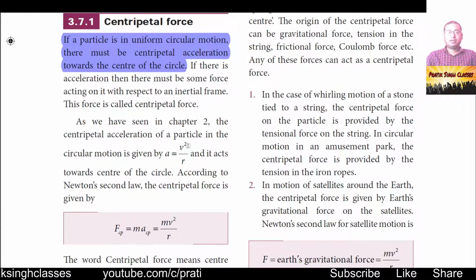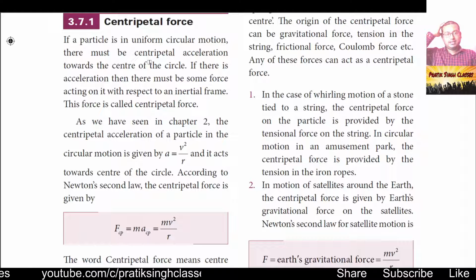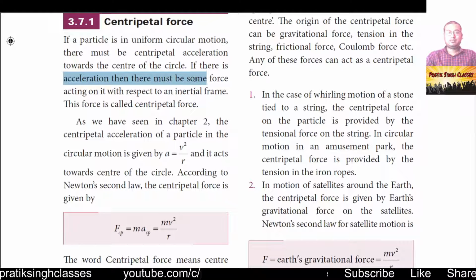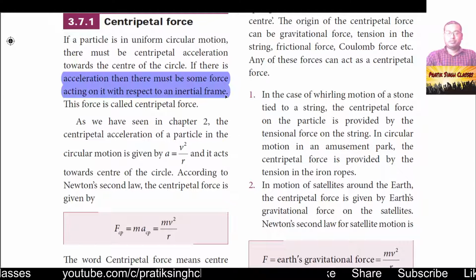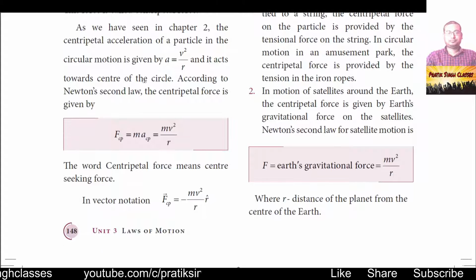About centripetal force, we have already studied it in the previous chapter, so I hope you remember those topics. If not, just go to my previous videos and you can find it there. If there is acceleration, then there must be some force acting on it with respect to an inertial frame. Inertial frames are those frames which have no acceleration, or which are moving with constant velocity.